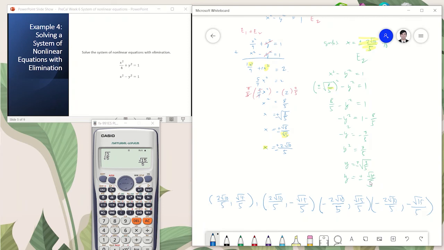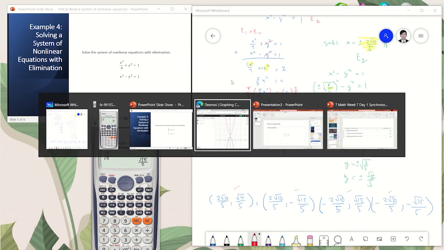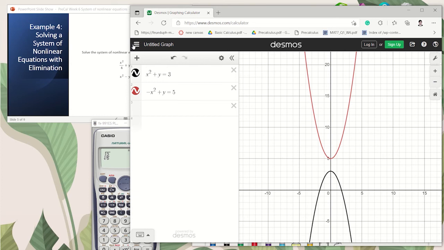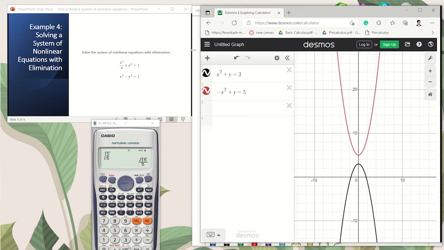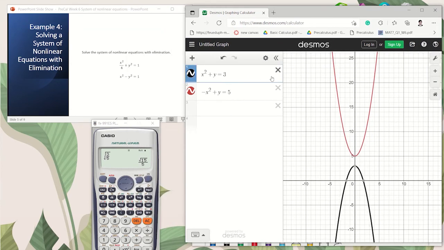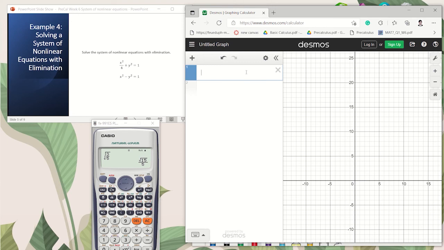So how many solutions do we have? We have 1, 2, 3, 4. So let's check in our Desmos whether there are really 4 intersections. If there are 4 intersections, we're expecting 4 solutions as well. So this would be x squared.